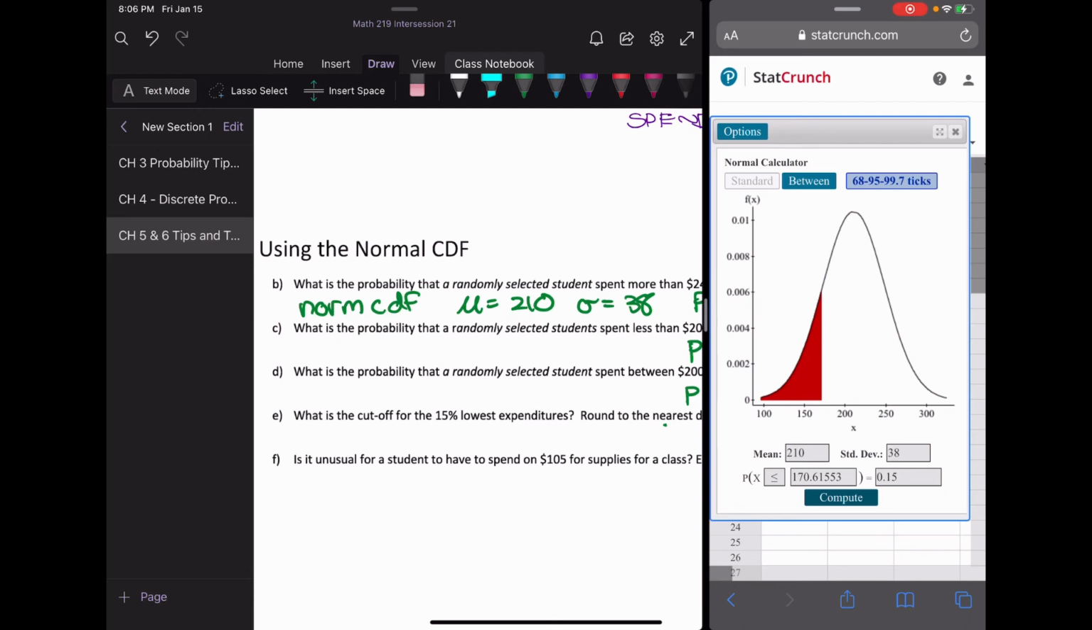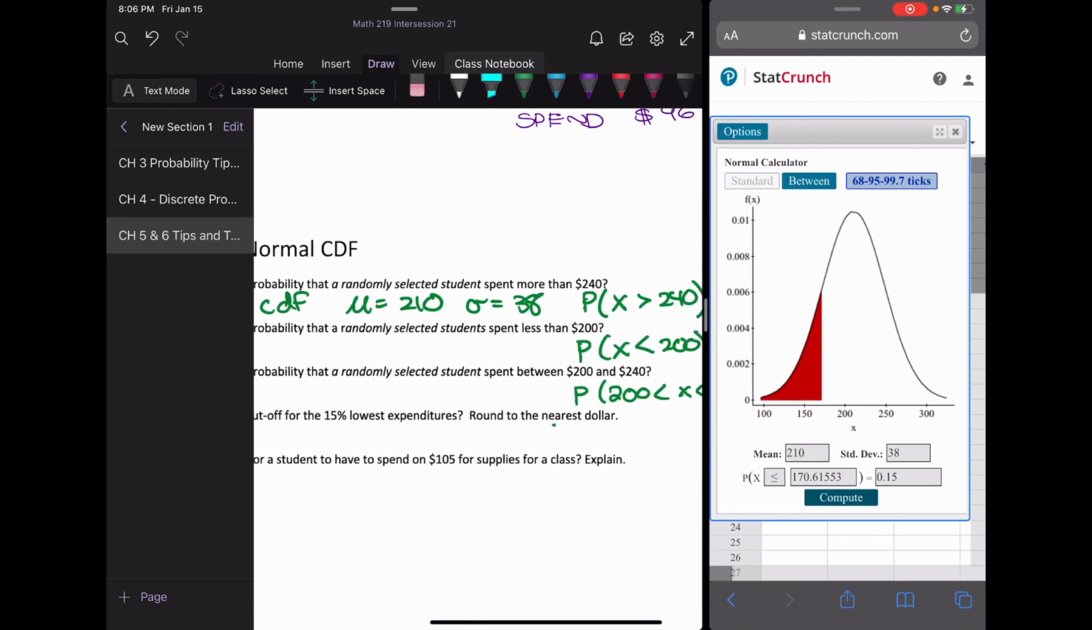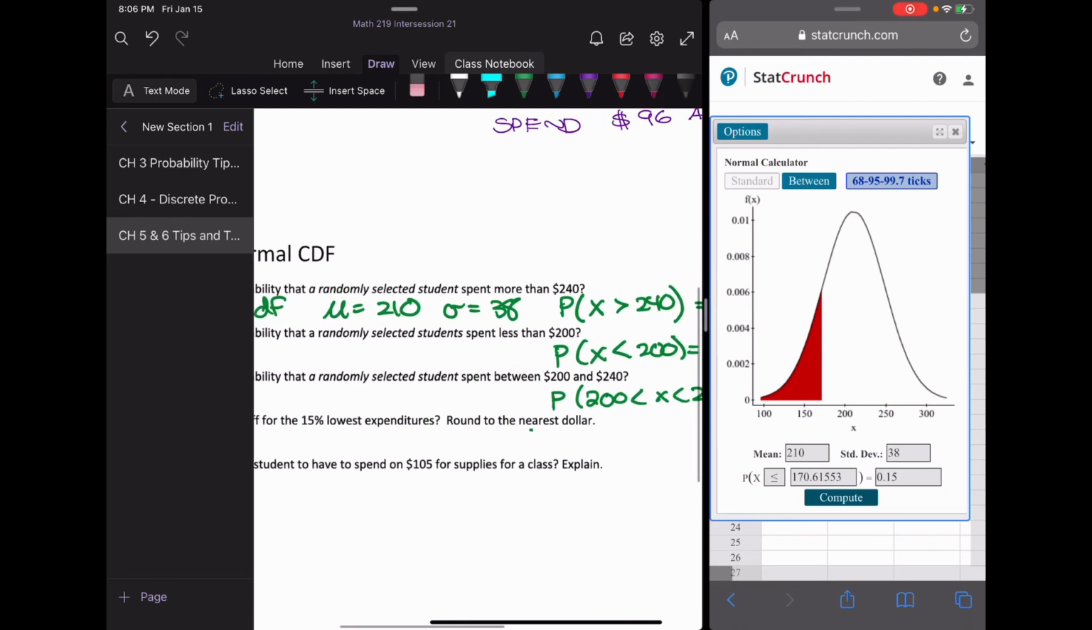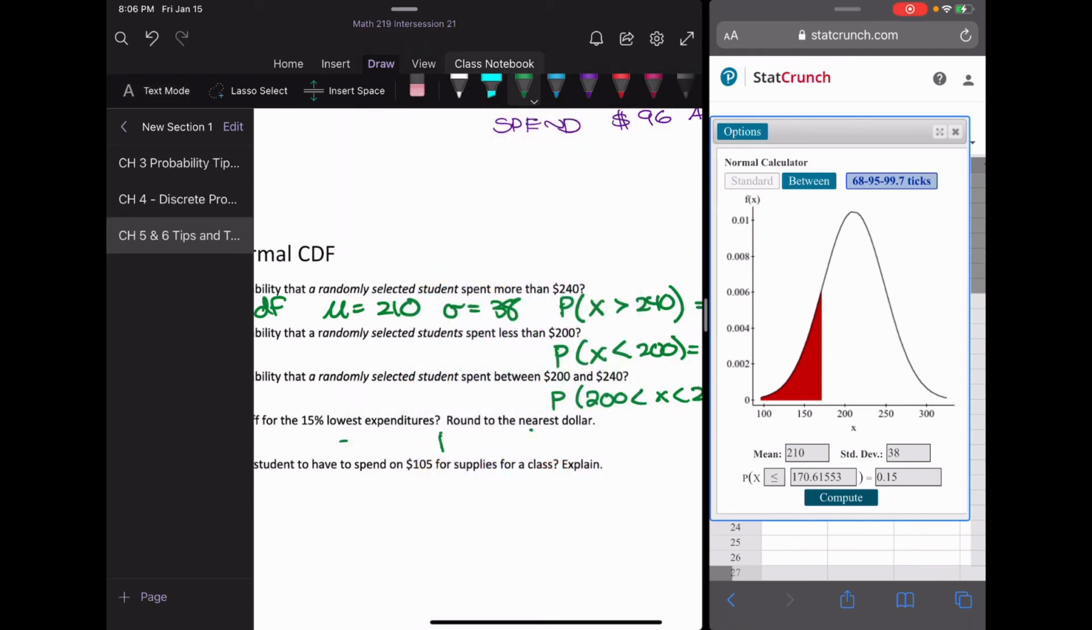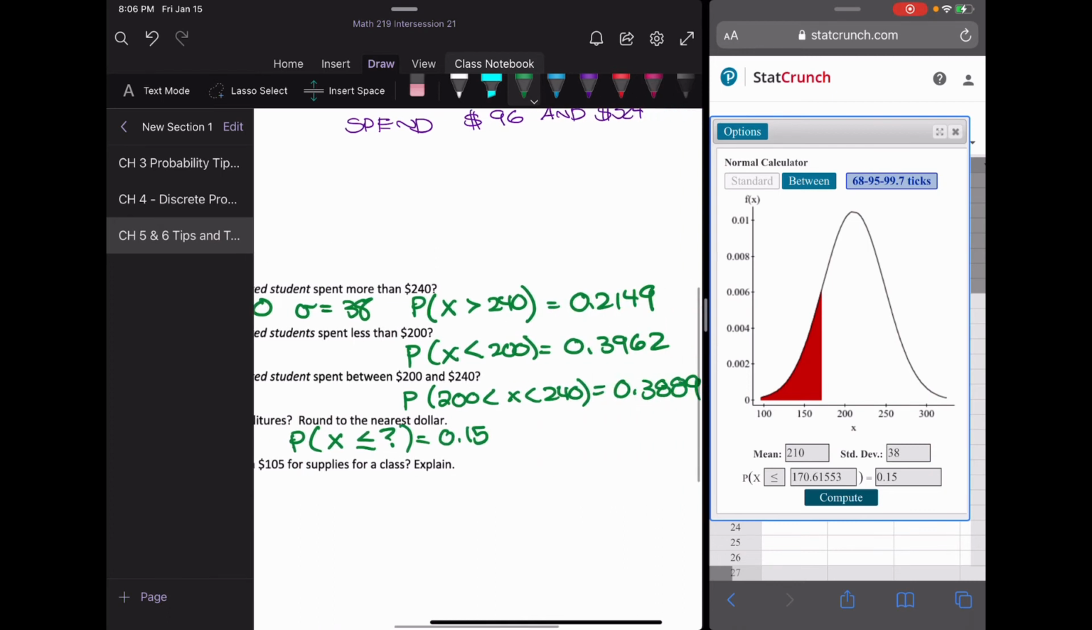So to make this 15%, I'm going to use the probability that x is less than or equal to what equals 0.15, and I see that that is $170. Make sure you put the units on it. $170.62. Any student who spends $170.62 or less will be in the bottom 15% of students.